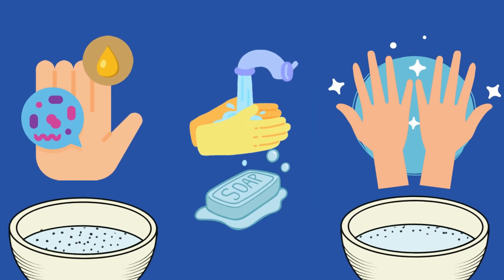Our hands naturally have oils which help the microbes stick. When we use soap, the oil is broken down and the microbes can be washed away, just like the pepper was pushed to the edge of the bowl with the soap.